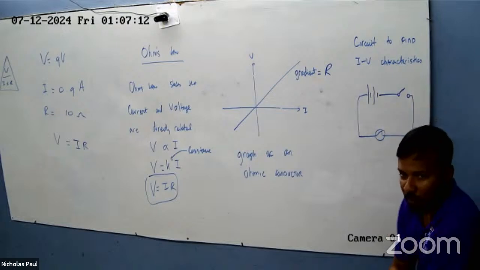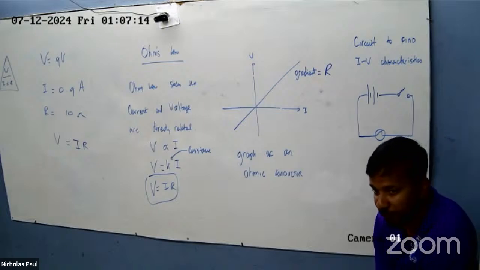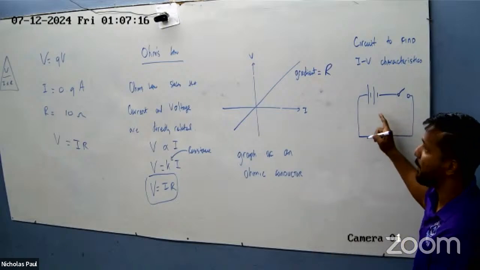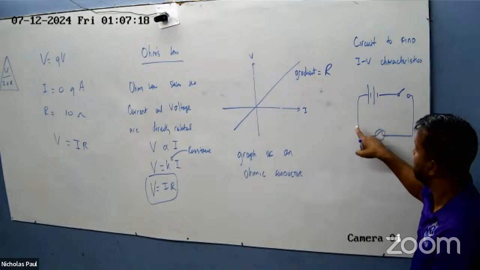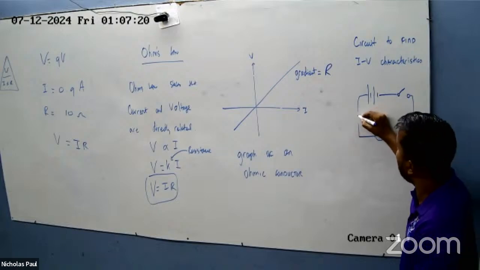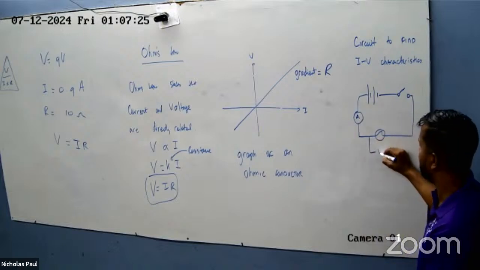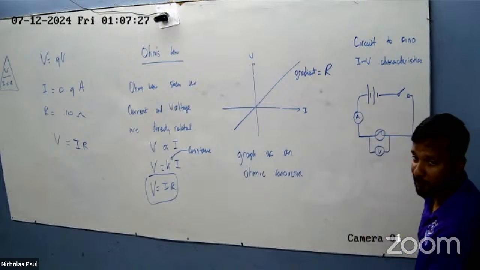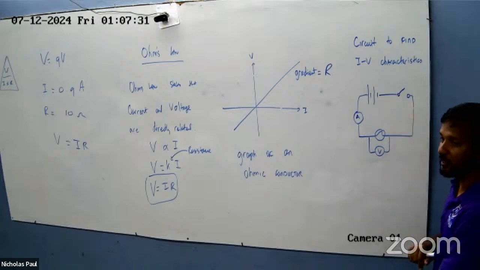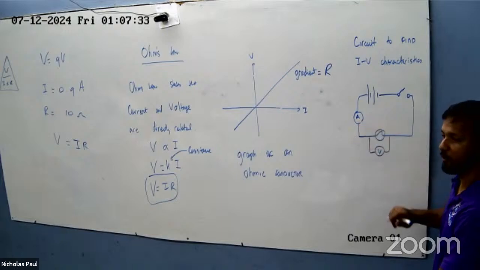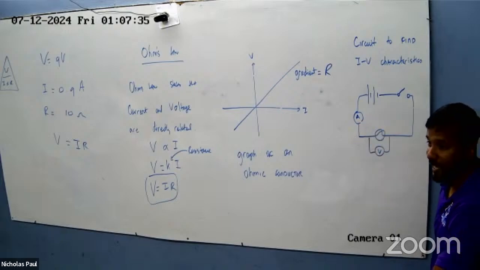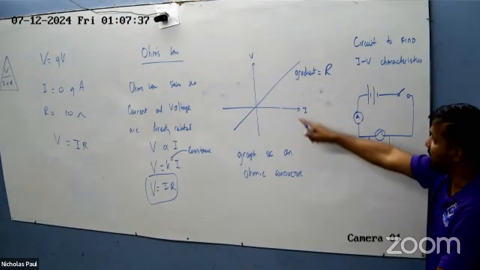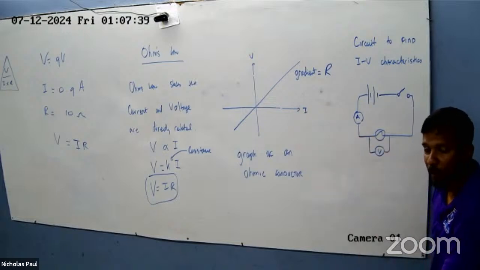To get current and voltage readings, we need an ammeter. And we connect the ammeter in what? In series. And we connect the voltmeter where? In parallel. That's it. If I turn on this circuit, I will get one current reading and one voltage reading. Is that enough for you to plot a graph? No.